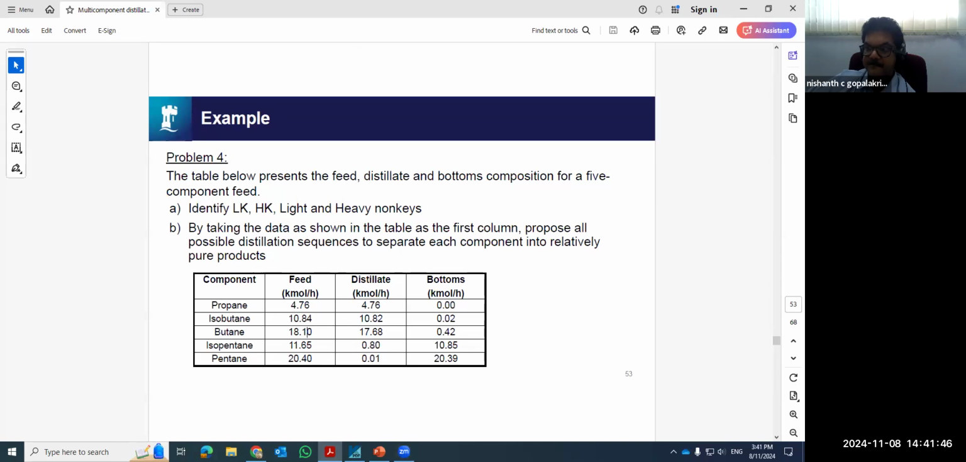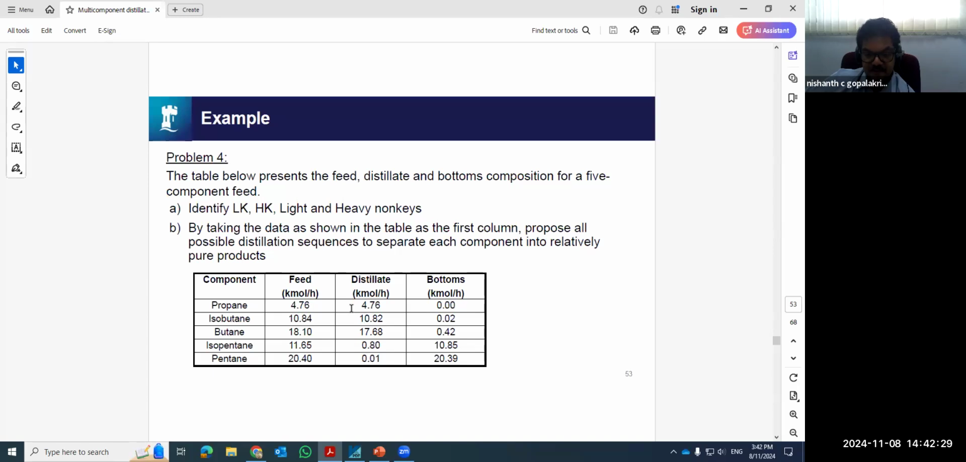Right. So here, there are three things the designer is trying to keep at the top, right? Because apparently, out of the five things, the designer's target is to keep propane, isobutane, and butane at the top, because the amount of these that goes to the bottom is either zero or minimal. Whereas isopentane, most of it's at the bottom, and pentane, again, most of it's at the bottom. So that means the designer is trying to keep isopentane and pentane at the bottom, and propane and the two butanes at the top.